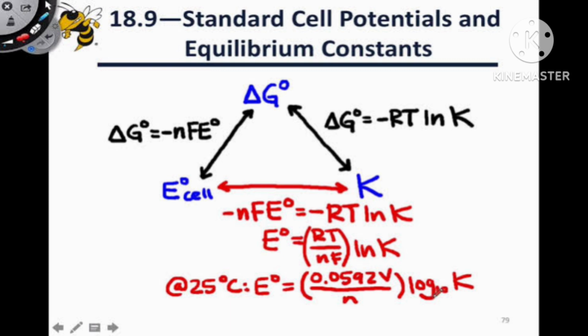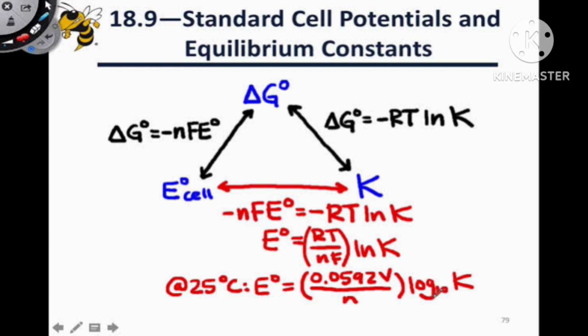I have already told you in previous classes. Delta G is equal to minus nFE, with standard E cell. This is the important relation.